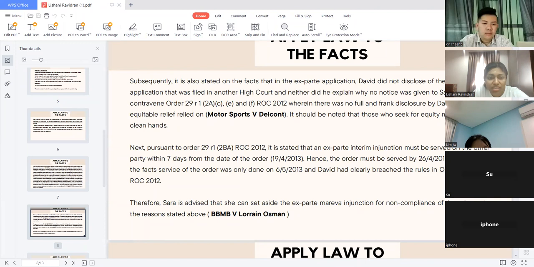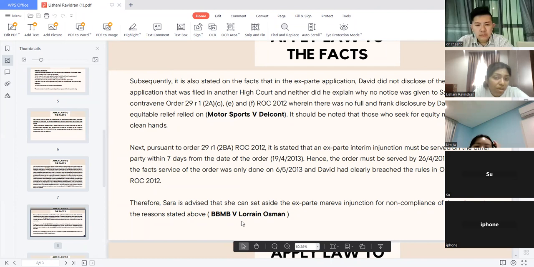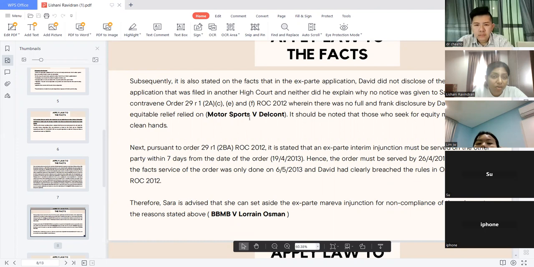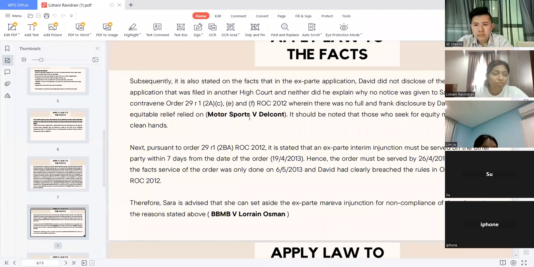BBMB versus Lorraine Osman. Let's say you cannot put in so many cases, cannot remember. Never mind, don't bother, your main case has to be there. Maybe you don't want to put in BBMB, Lorraine Osman, don't put, but at least you need to know, like Motorsports versus Delcon, full and frank disclosure. You just need to know one or two.